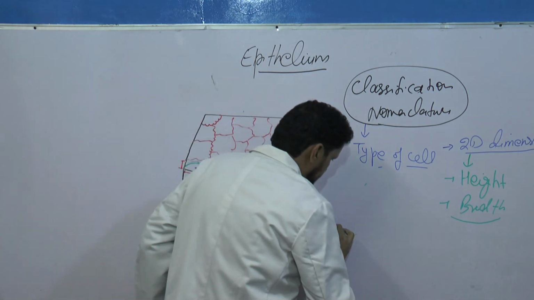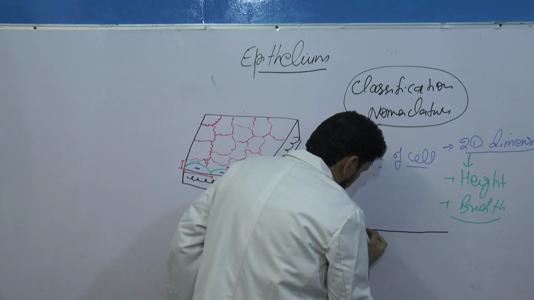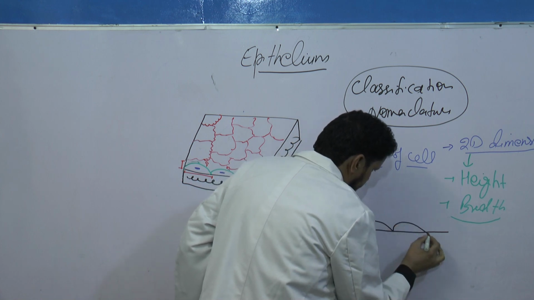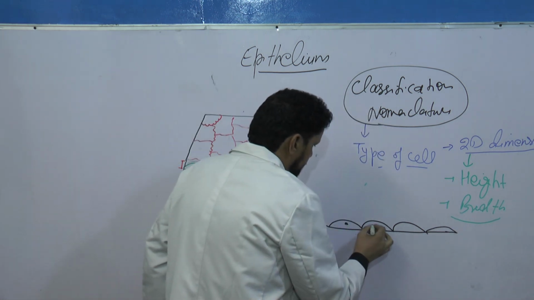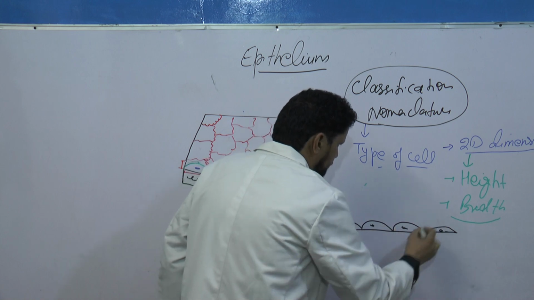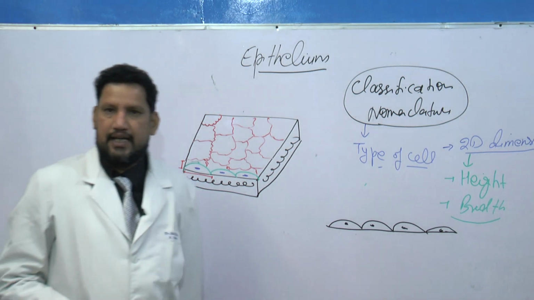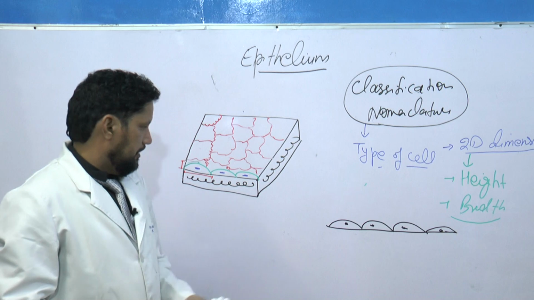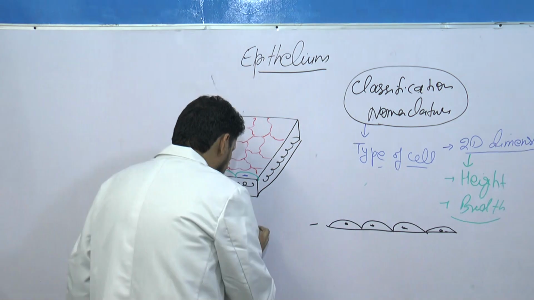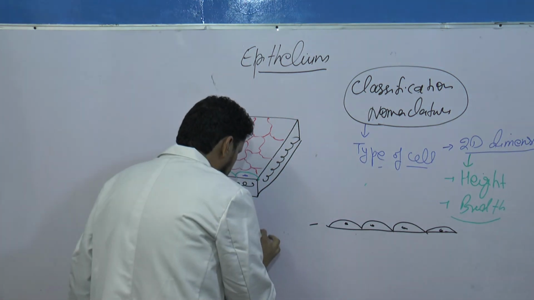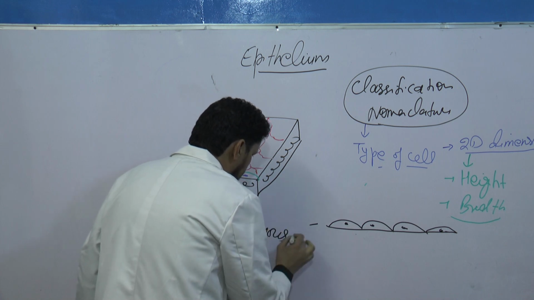So I will draw cells here. Cells are like scales of a fish. So these flat cells, where breadth is more and height is very less in comparison to breadth, this type of cells are known as squamous cells.